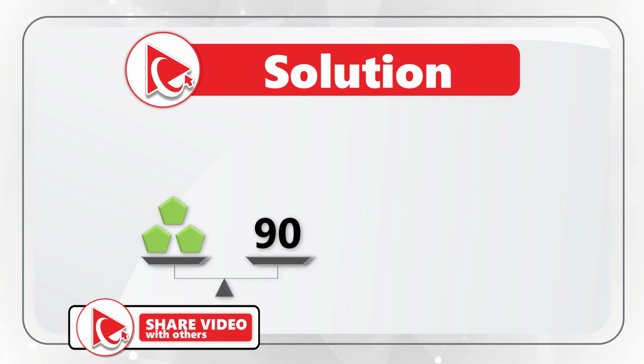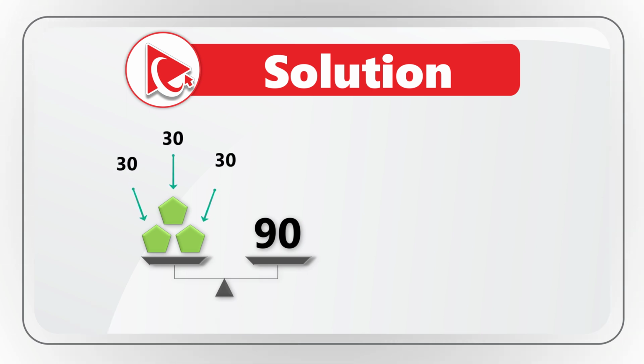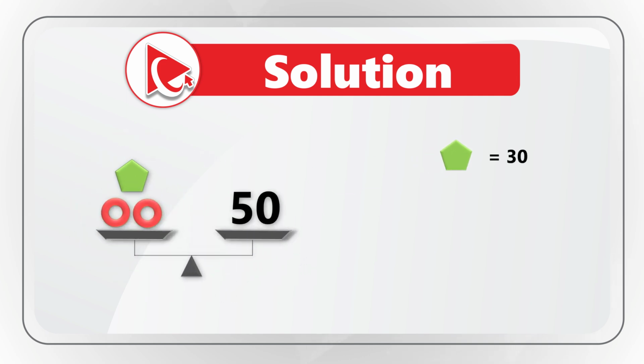Let's start with the scale 1. It has 3 pentagons on the left and number 90 on the right, which means that each pentagon has a value of 30. Second scale contains 1 pentagon and then 2 bagels, and the combination of these shapes equals number 50. We already know the value of pentagon, which is 30. All we need to do is divide the remainder of the calculations, 50 minus 30, which equals 20, by 2, because there are 2 bagels, and calculate the value of bagel, which is 10.